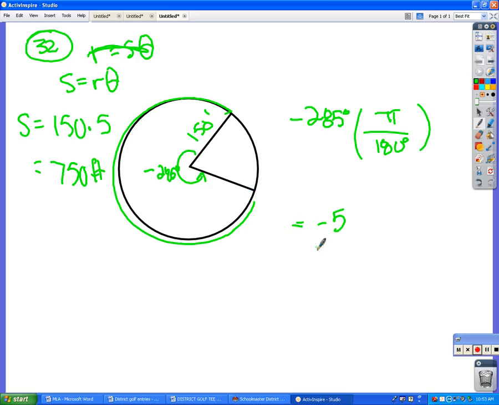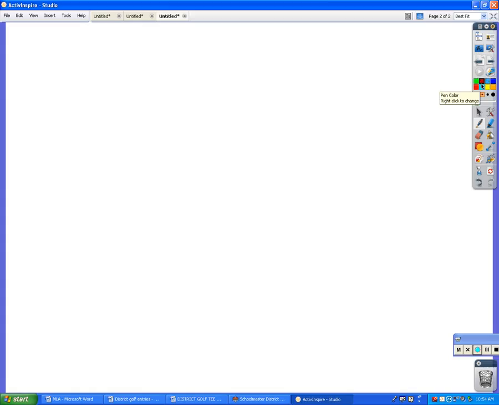So where did the pi over 180 come from? So many questions for such a simple problem. The way you change degrees into radians is you multiply by pi over 180. Oh, okay, we did that previously. Good. What are your questions?